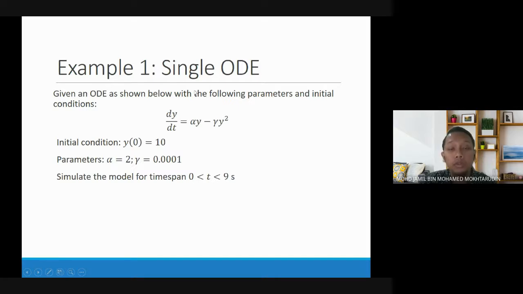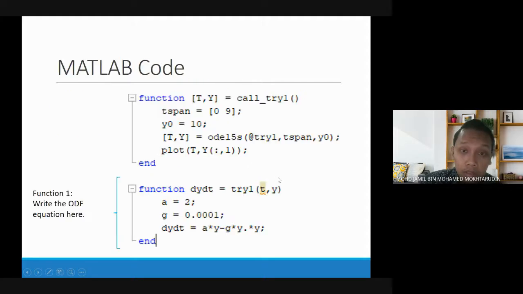Okay, so to solve an ODE in Matlab, you need this information: the equation, the initial condition, the values of the parameters if there are parameters, and the time span that you want to solve the equation over. So to solve that ODE, first you need to write the function at the bottom here, function number one, which contains the ODE equation.